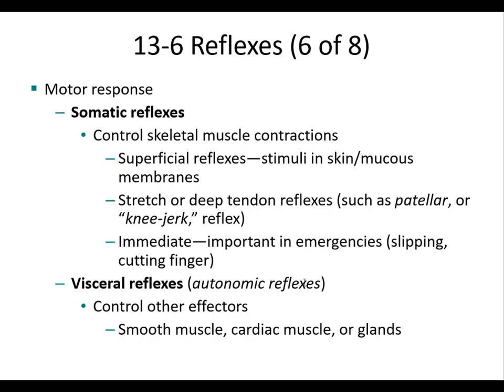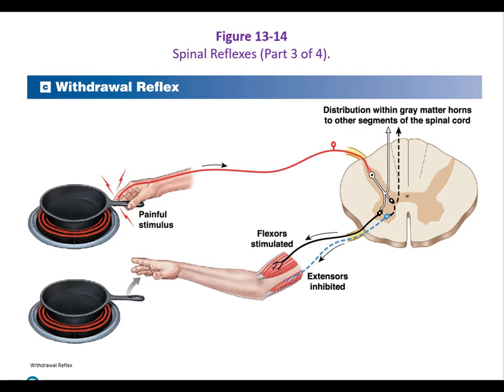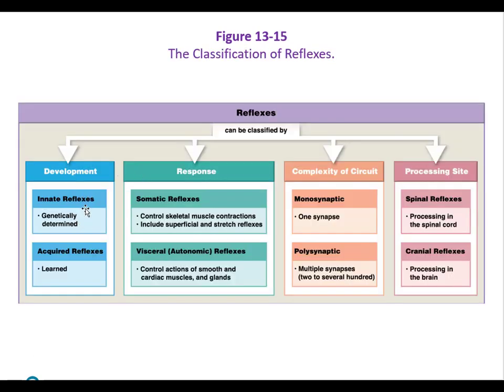Visceral reflexes are going to be autonomic. These are things we don't have control over. These are going to be smooth muscles, cardiac muscles, glands. And this shows developmental. These are innate. These are things that you get from genetics. We have acquired. These are learned reflexes. We have somatic, which are skeletal muscle things. Visceral, which are internal organs we don't have control over.